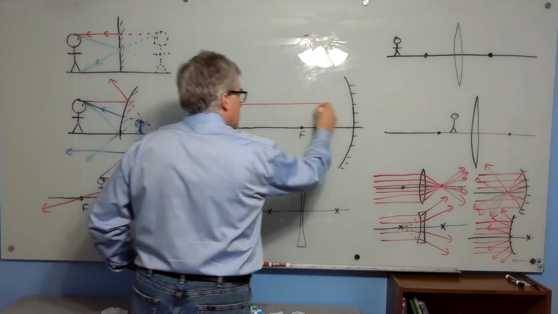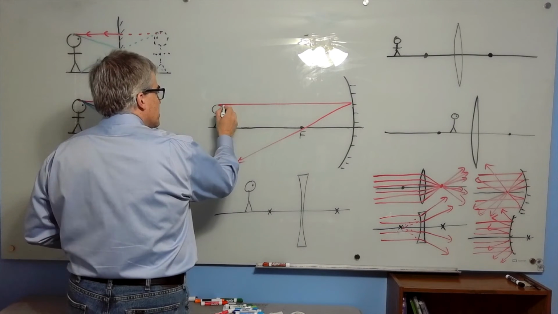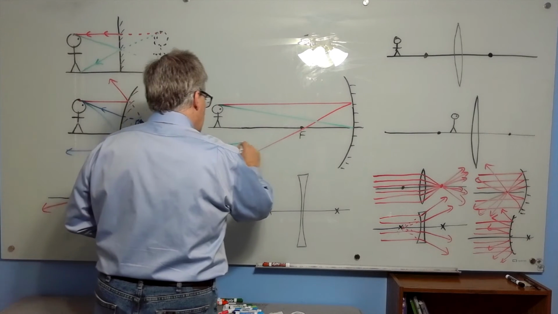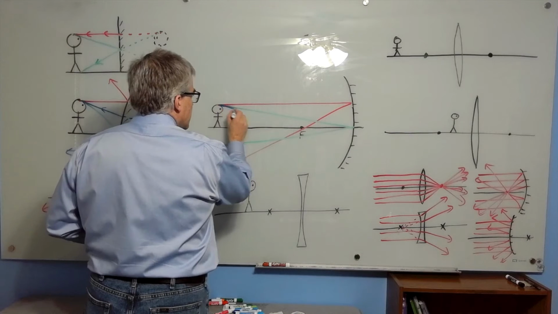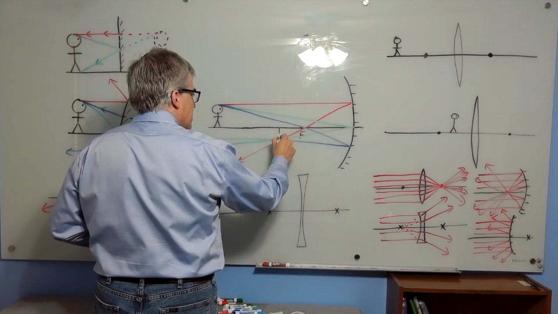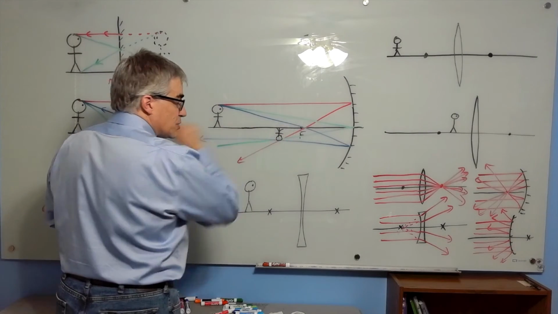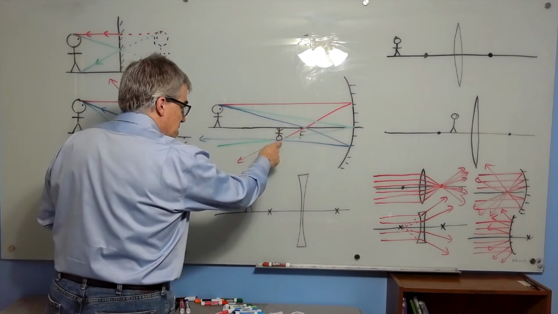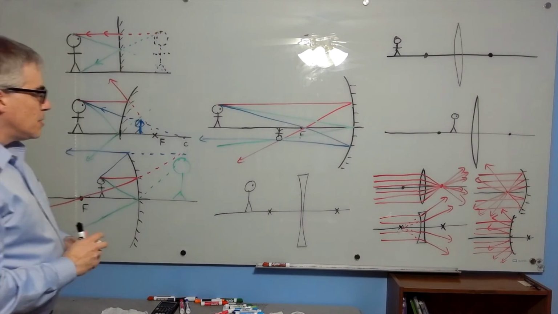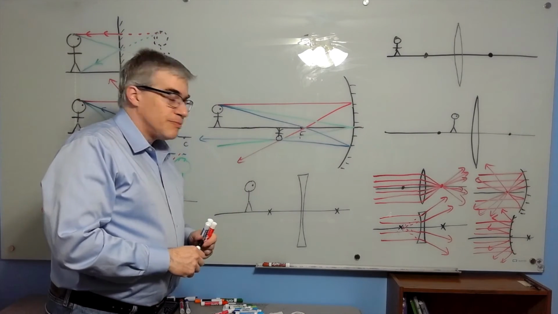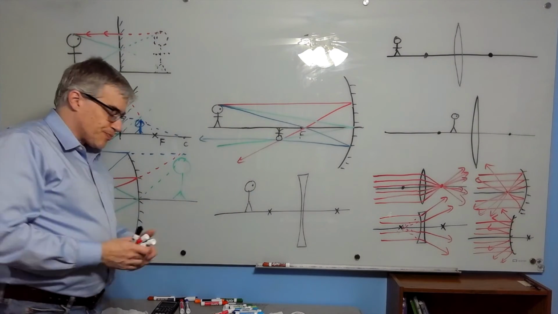The parallel beam bounces through the focal point. The beam to the center bounces off at the same angle. And the beam through the focal point goes parallel. So we get an upside down image. Out of all these images, this is the first one that's real, because beams of light really do cross there. So the magnification is a negative number. That's all the mirror cases.